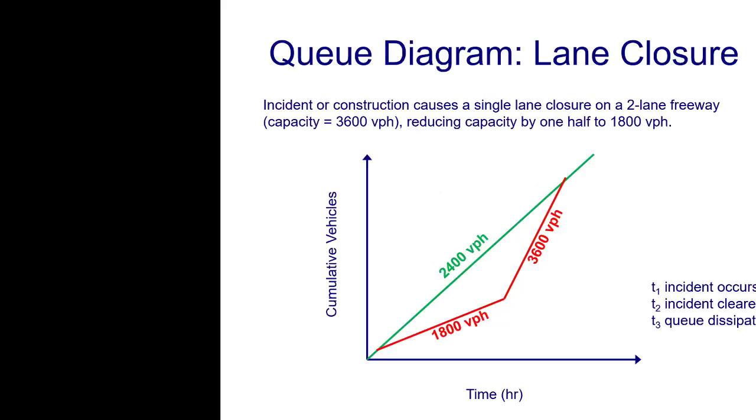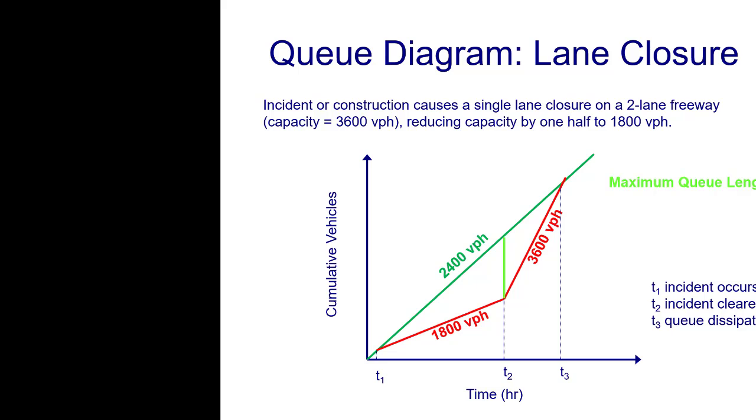This is an example of a lane closure. An incident or construction causes a single lane closure on a 2-lane freeway, reducing capacity by 1/2 to 1,800 vehicles per hour. The y-axis is the cumulative vehicles. The x-axis is the time. 2,400 vehicles per hour is the daily rate. Capacity is 3,600, and during the incident is 1,800. You want to look for T1, T2, and T3 as your key spots. Incident occurs at T1. Incident clears at T2, queue dissipated at T3.